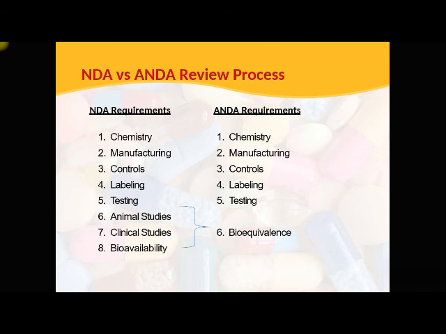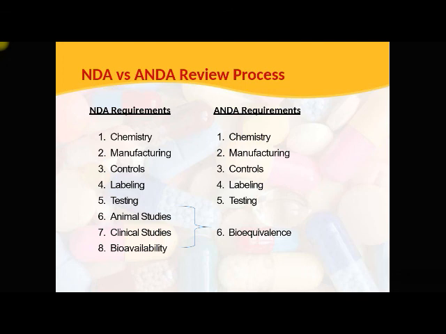So a comparison between the NDA and ANDA review process is done over here. What are the NDA requirements? You can see that till 5, that is till testing, it is the same in NDA and ANDA requirements. But from 5 onwards, the 6th, 7th and 8th points are replaced by bioequivalence studies in the ANDA requirement. The first 5 points the ANDA can get from the NDA application.